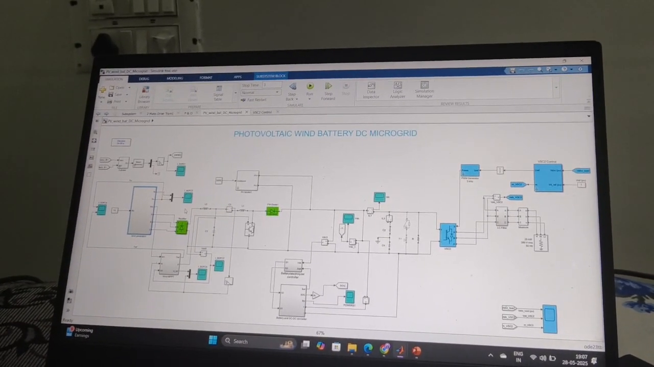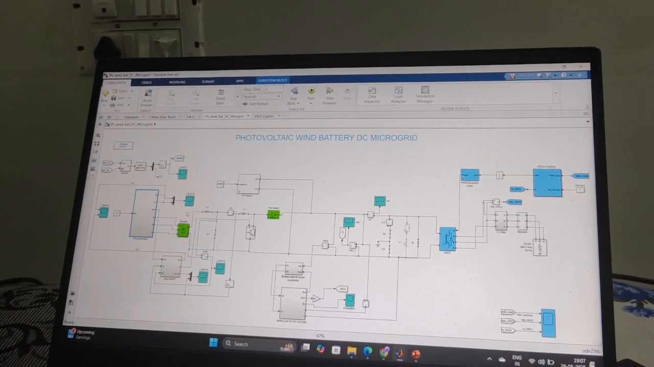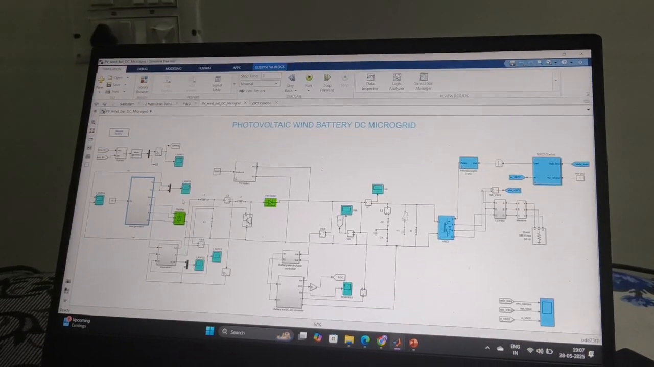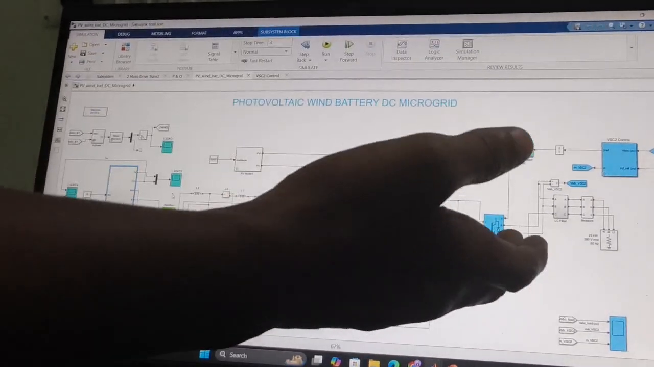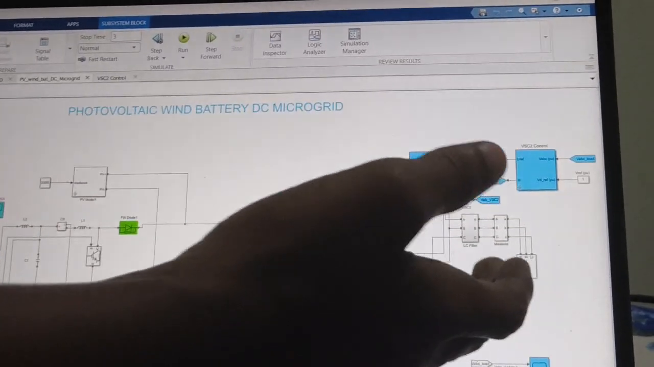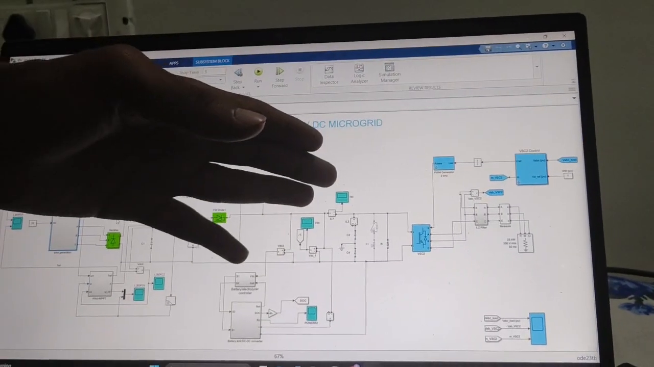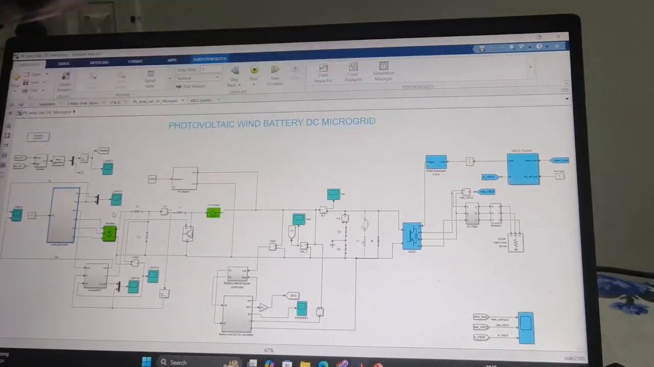Here we are using wind generation and a PV module as the basic sources for the output, and we are using a battery for a consistent flow of electricity. This is the DC bus as usual. This is the DC to AC supply. This is the main, from here we can supply the current to the load.